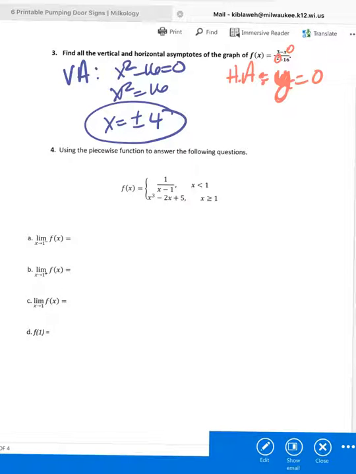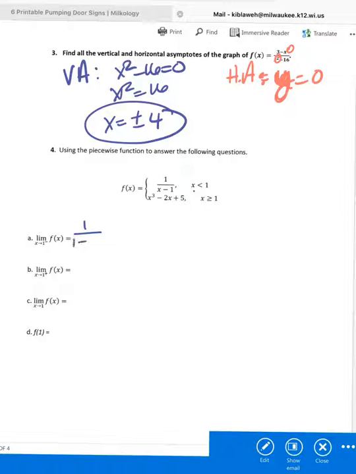Using a piecewise function to answer the question. I know how much you all love piecewise functions. So here we go. I've got this function where the function is 1 over x minus 1 when x is less than 1, and x cubed minus 2x plus 5 when x is greater than or equal to 1. So that means the split is happening at 1. This is to the left of 1. Here the x's are all bigger than 1, so this is to the right of 1. So when it's asking for the limit as x approaches 1 from the left, that means I'm using the top one, where I'm going to plug it in.